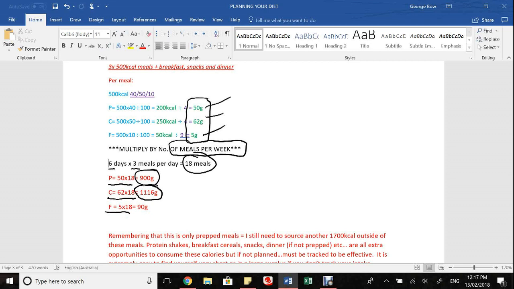So you can see I've got 50 times 18 equals 900 grams of protein for the week. Then I've got carbs, 62 times 18, that's 1.116 kilograms of carbohydrates for the week. And then I've got my fats, 5 times 18 equals 90 grams of fats for the week in my prepped meals only. So they are the meals I can calculate and prepare myself. So we can see 900, 1,116 grams and 90 grams of fat per week. Like I said, I like to keep that fat low. I can find it in other places.